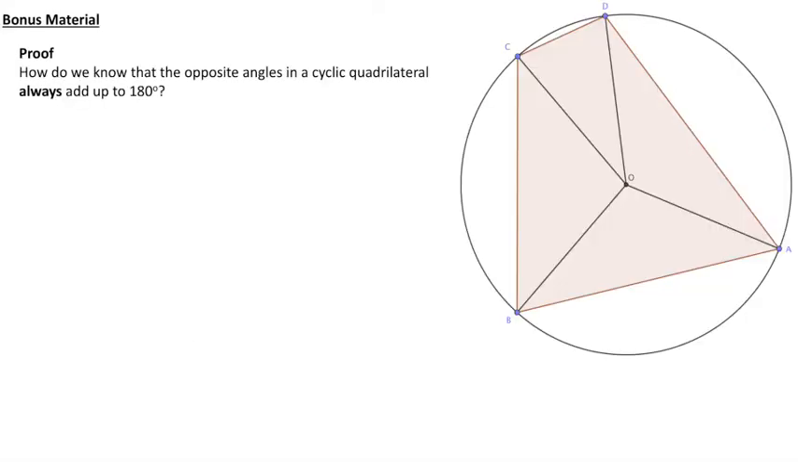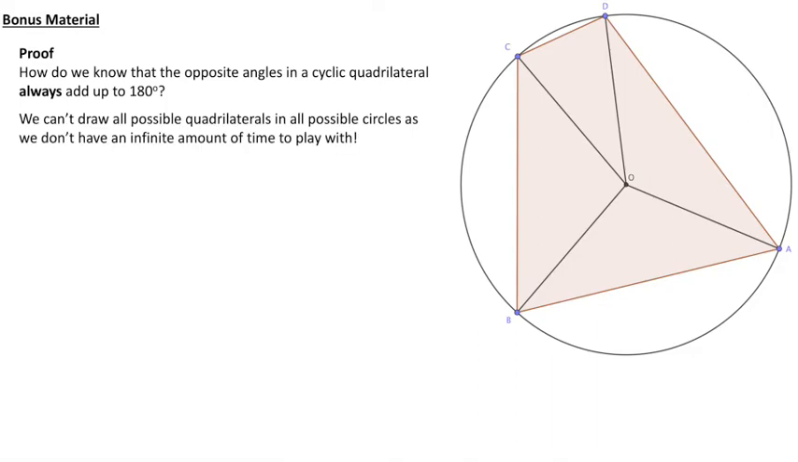Okay, the bonus material in this video is a proof. So how do we know that the opposite angles in a cyclic quadrilateral always add up to 180 degrees? Now, we can't draw all possible quadrilaterals in all possible circles, as that would take an infinite amount of time, and we don't have an infinite amount of time. And this is why proof is so important in mathematics. And we need a proof.